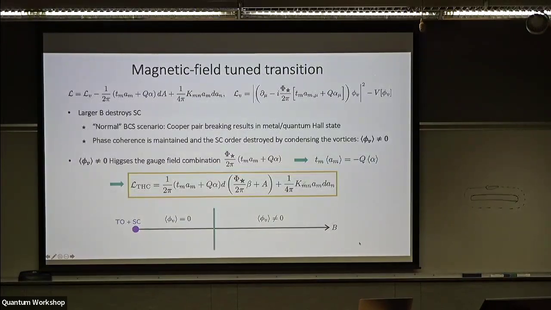In our normal scenario, the Cooper pair breaks up. We get something without a superconductor, so we get a metal or quantum Hall state. That's not the case I'm interested in here. I want the phase coherence to be maintained, and the superconducting order to instead be destroyed by condensing the vortices. And again, this is assuming that these vortices are these composite objects, that this is the correct way to be talking about it.